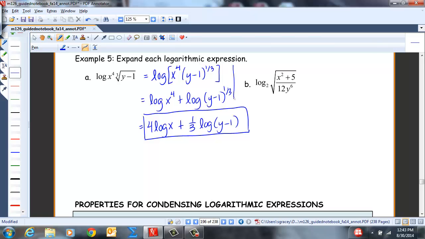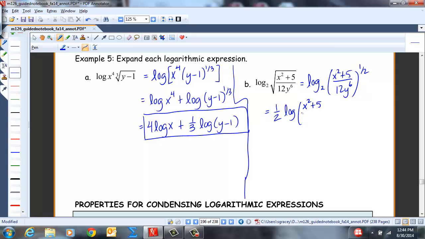Okay, how'd you do? Awesome. Let's look at this guy. So let's just do this first of all. We have log base 2, and we have this whole quantity that's being raised to the 1/2. So I'm going to move over to the left a bit. This will be 1/2 times log of x squared plus 5 divided by 12y to the 6.